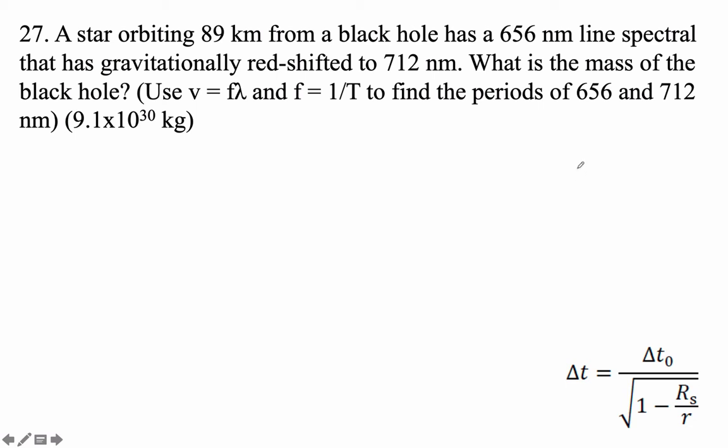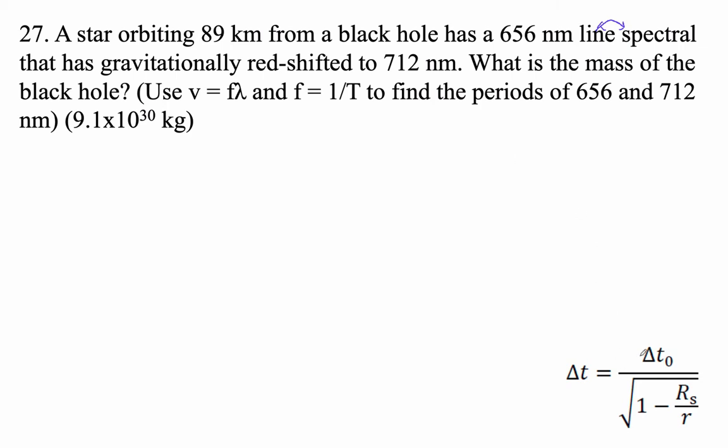A star orbiting 89 kilometers from the center of a black hole has a 656 nanometer spectral line. Let's switch those two words: spectral line. That is gravitationally redshifted to 712 nanometers. What is the mass of the black hole? It cannot be determined.